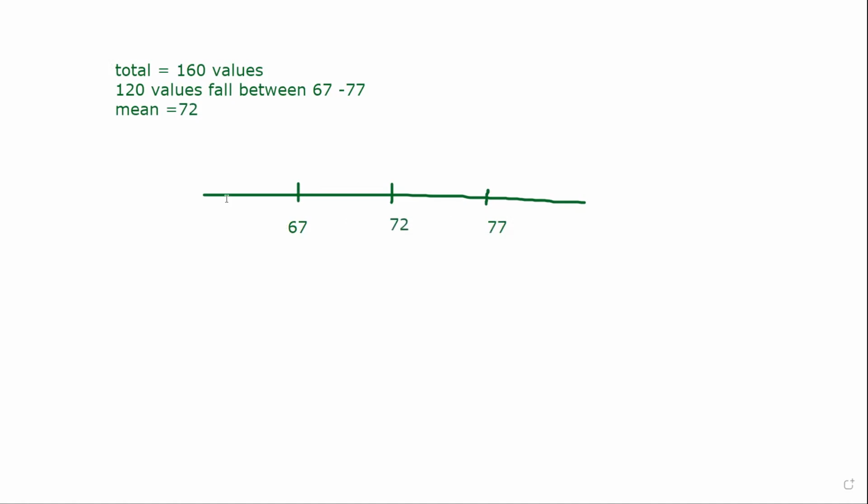Now, the problem with Chebyshev's theorem is that it has a lot of pieces. And the reason this problem is so hard is we've actually got two problems in one before we get to the answer. So we have a minimum, which is 67. We have a mean, which is 72, and we have a maximum, which is 77.